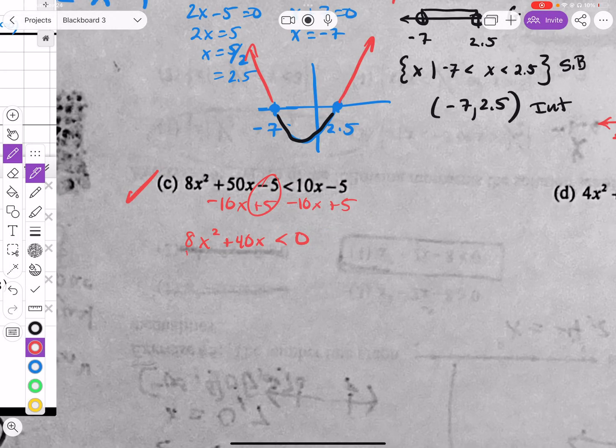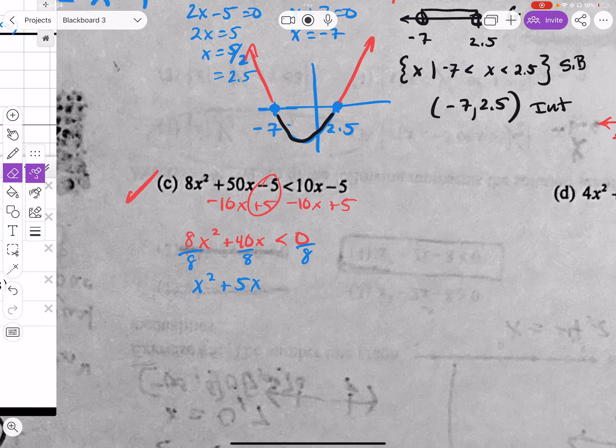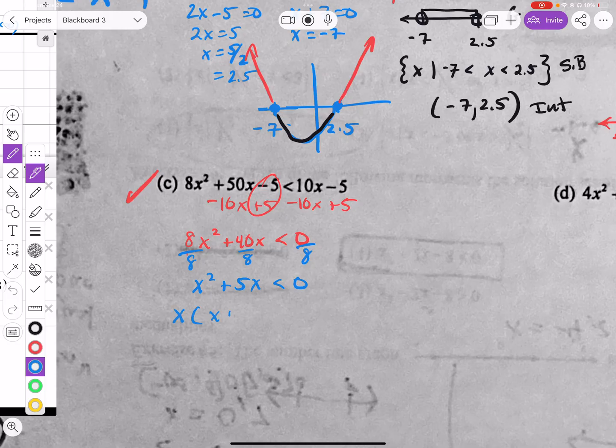Look at this guy. If I look real close here, divisible by 8, divisible by 8. So you want to do that. Note the 0 on the other side. That thing's divisible by anything, so I don't even care about it. There we go. Nice, easy factorization. Just take out a GCF. That's an x. First factor could equal 0.